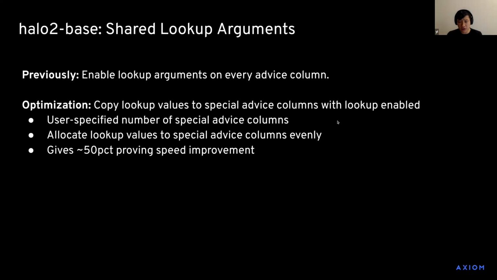So this reduces the amount of lookup arguments pretty dramatically, probably from having every advice column having lookup to usually just having one column of lookup. And we found empirically this improves our proving speed by about 50%. So this trick sounds pretty dumb, but actually we found it was the most impactful thing we came up with over many, many rounds of optimization.